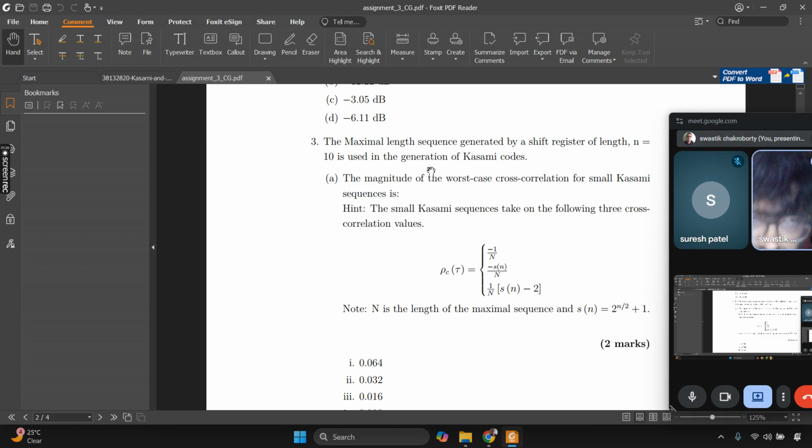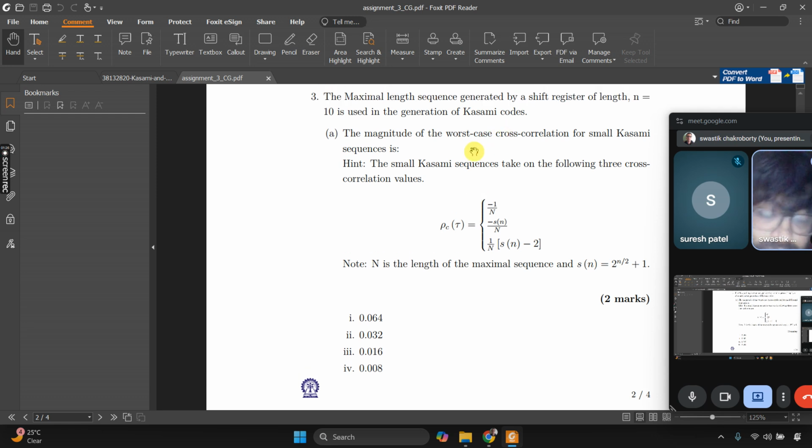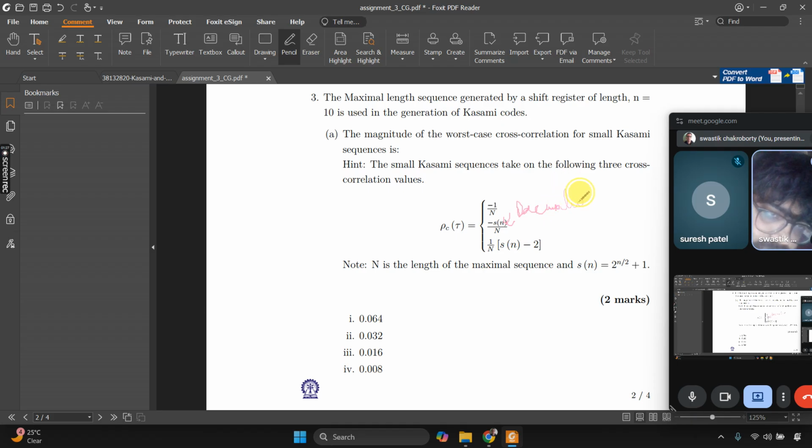The magnitude of the worst case cross correlation for small Kasami sequences takes on these values. The cross correlation takes on three values: minus 1 by n, minus Sn by n, where Sn is the decimation factor, and another value, 1 by n into Sn minus 2. These are the three cross correlation values it takes.